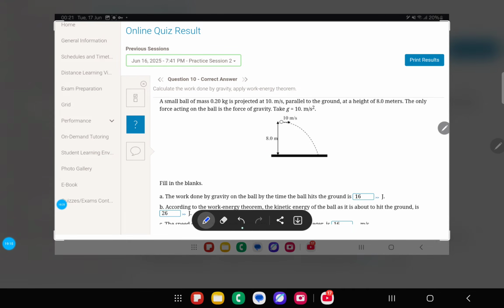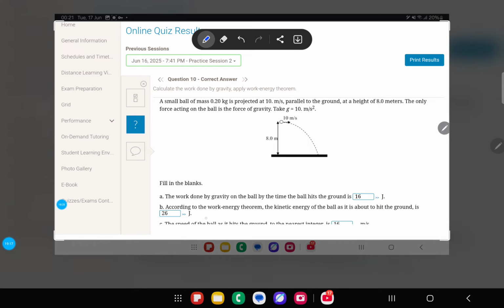Now let's look at the second one. According to the work energy theorem, the kinetic energy of the ball as it is about to hit the ground. So they want the final kinetic energy. But we can't find it without the speed. They didn't give us the final velocity. The third one, it's not showing, but they're asking for the speed of the ball as it hits the ground, the final velocity. So we're going to solve C and then solve B. We're going to find the final velocity first, using the work energy theorem.